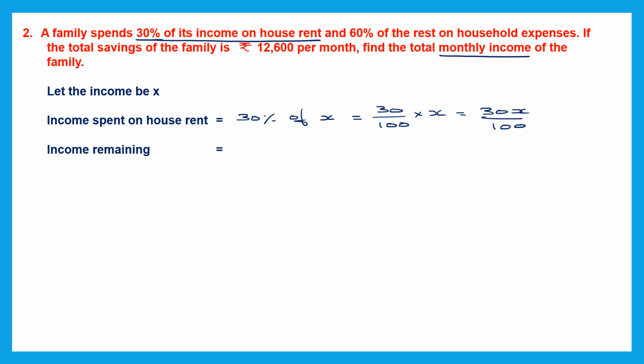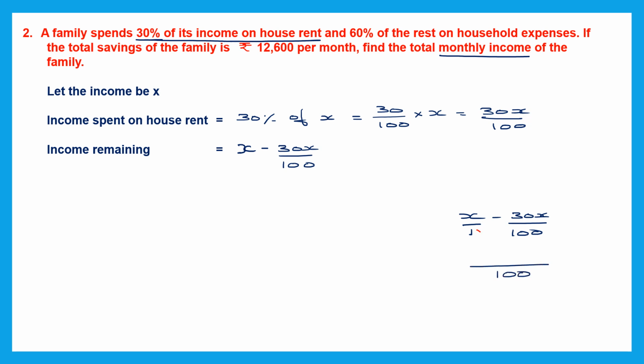Now, the income remaining means from the original income, that is x, so much has been spent. So x minus 30x by 100. So let's calculate this and see. So x minus 30x by 100. Now this will be like fractions. So this is x by 1. So our LCM will be 100.